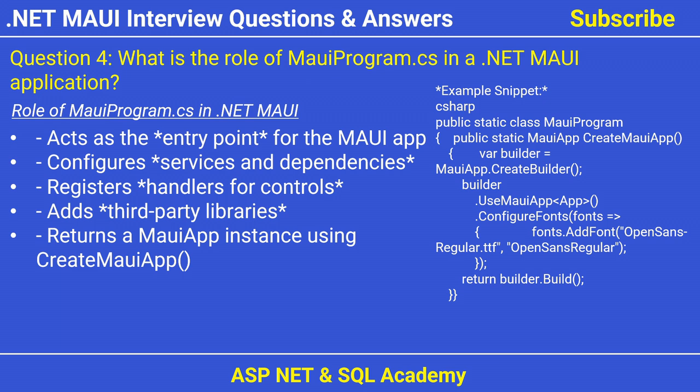Let us understand the role of MauiProgram.cs in a .NET MAUI application. This file is the entry point where your app is configured before it runs. Inside the CreateMauiApp method, we use MauiApp.CreateBuilder to set up essential services. Here, we register the main app class, configure fonts, set up dependency injection, and include any third-party libraries.